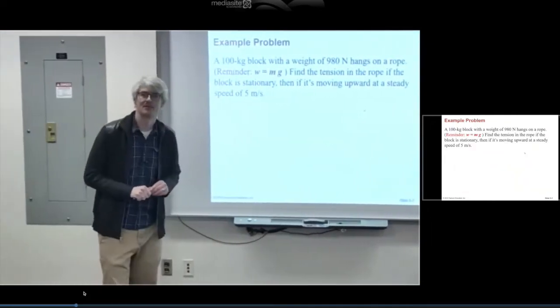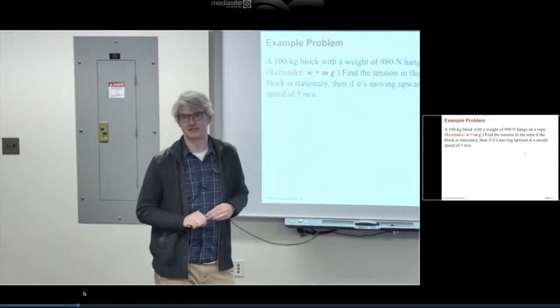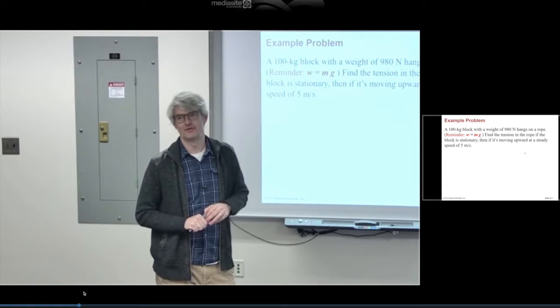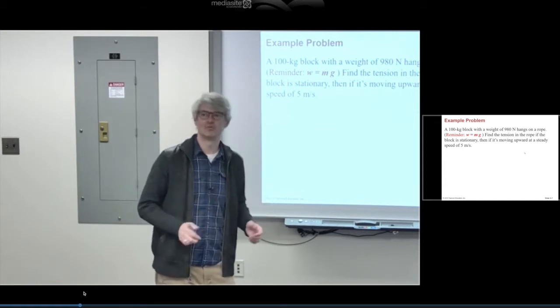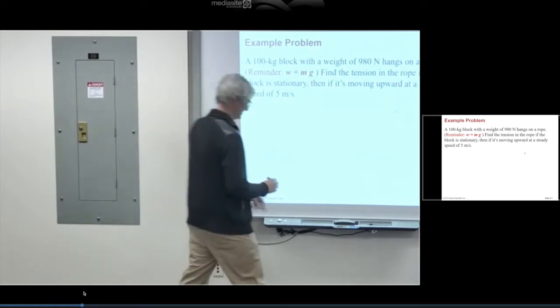We'll do an example. A 100-kilogram block with a weight of 980 newtons hangs on a rope. Find the tension in the rope if the block is stationary, and then if it's moving upward at a steady speed of 5 meters per second. All right, so we'll start with a picture.